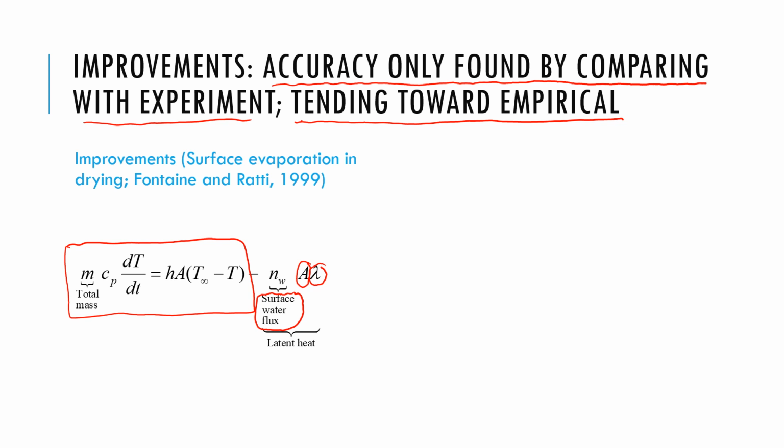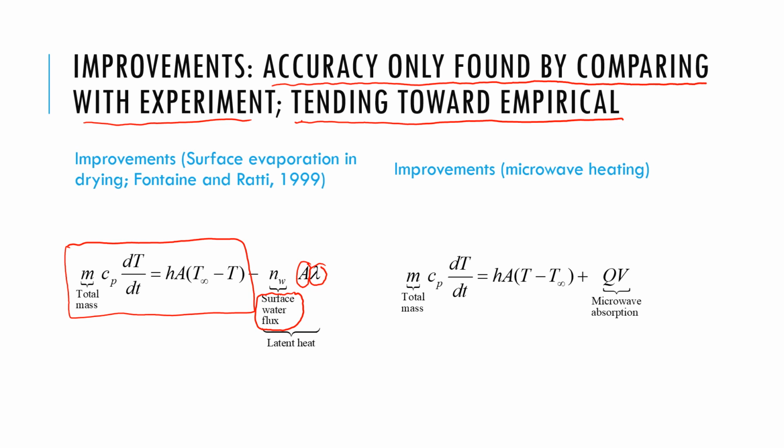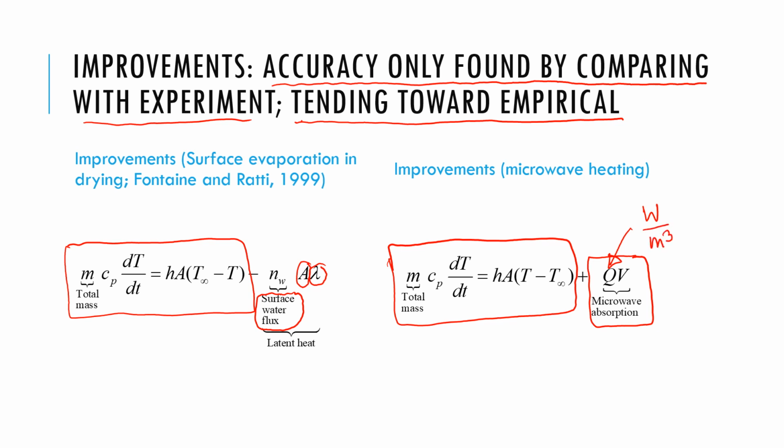And then another example would be microwave heating. So together with the regular lumped parameter equation, you can include internal heat generation. And so that will be microwave absorption in watts per meter cubed, watts per unit volume, times the volume of the material. So when you do this kind of improvements, they're still lumped equations and they're still somewhat mechanistic. They're simple, but they're still mechanistic.